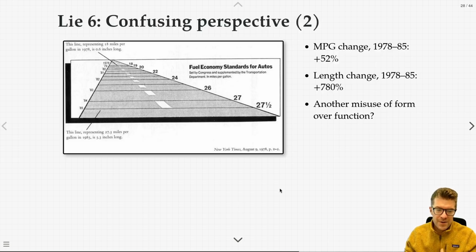Lie 6 comes back to some problems of human perception. We talked about how humans are not very good at looking at slight differences in context. So here is the reputable New York Times looking at fuel economy for automobiles going from 1978 all the way to 1985. And they had an example of form over function. So they made this graph look like a cute road with this dashed line in the middle. It looks like a road. We're talking about cars. Isn't that cute?